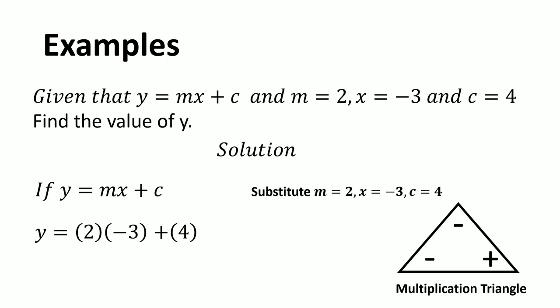Now that we have 2 times negative 3, using our multiplication triangle will help us to recognize that 2 times negative 3 will give me negative 6, and then we add our 4. y therefore would be equal to negative 6 plus 4, and this is equal to negative 2. Now we can conclude that y equals negative 2 if m equals 2, x equals negative 3, and c equals 4, given the equation y equals mx plus c.